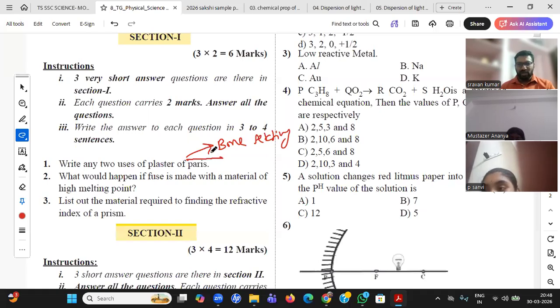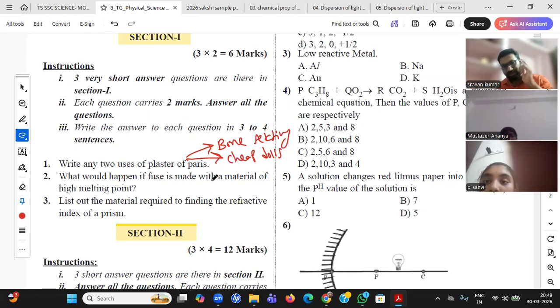And another use, if you ask me, is in clays, particularly to make cheap ornaments. So what is making molds? Right answer. So cheap dolls and cheap jewelry, we are using plaster of Paris. Okay, so these are the two usages you can write. Good.